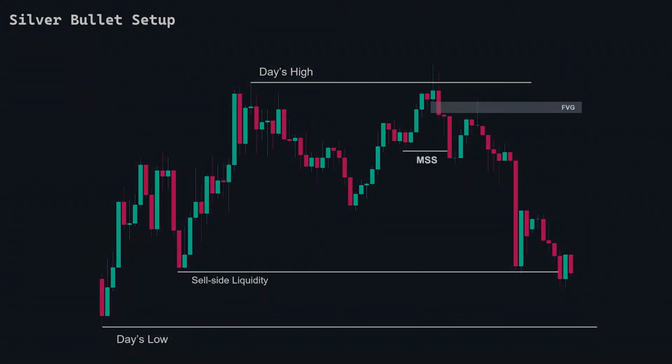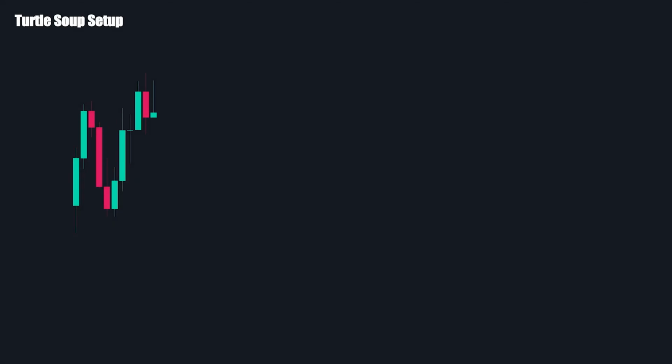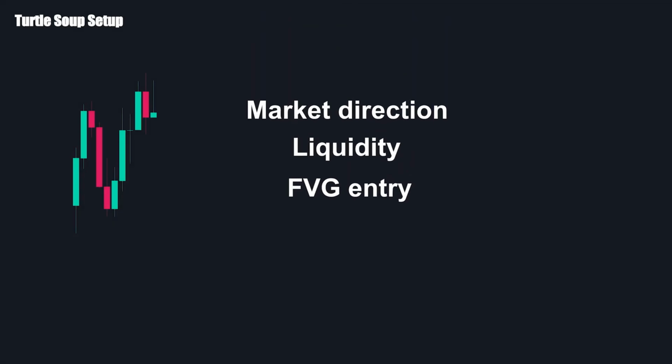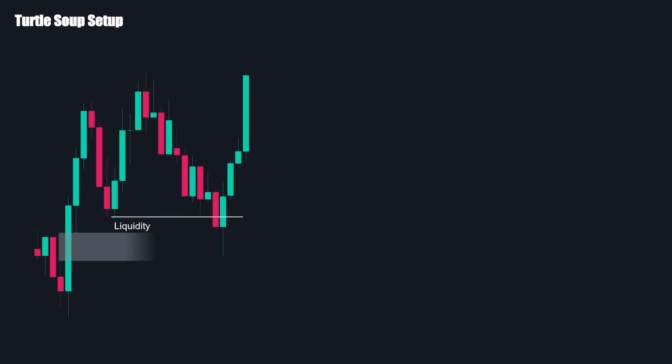Now let's move on to the next topic, the turtle soup setup. Turtle soup trading setup is another powerful model that combines the concept of market direction, liquidity with a fair value gap entry. A high probability bullish turtle soup setup occurs when the price sweeps liquidity below a recent low or a group of lows, while resting above the bullish fair value gap.